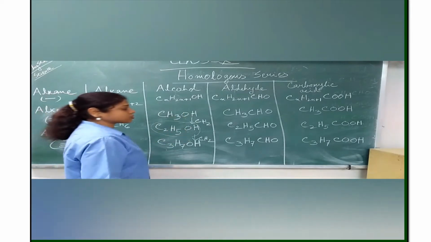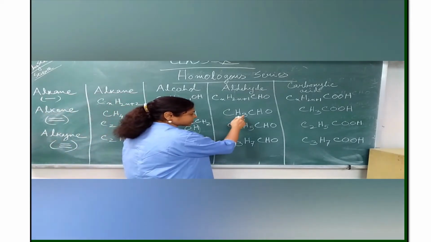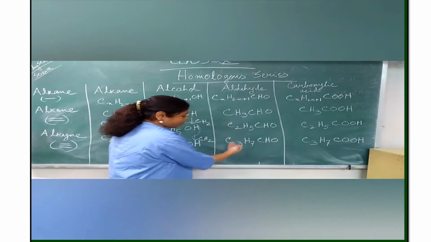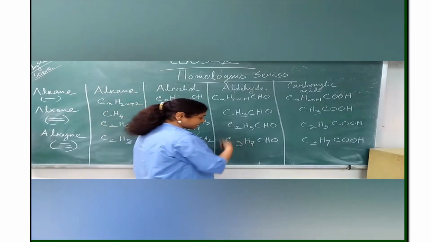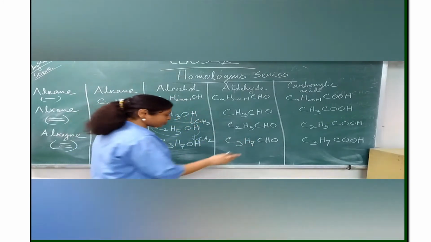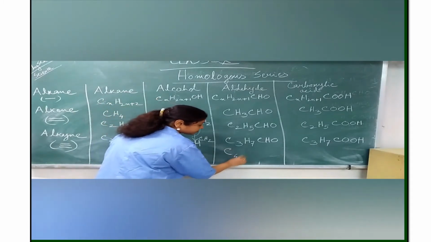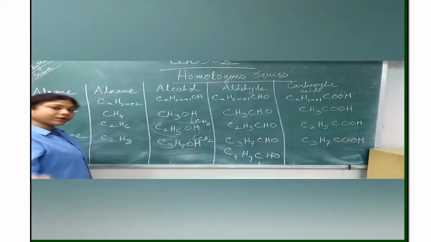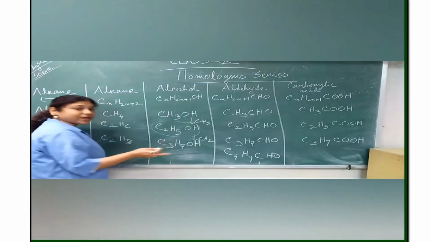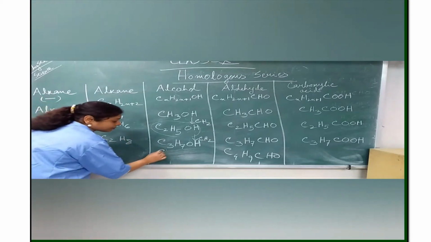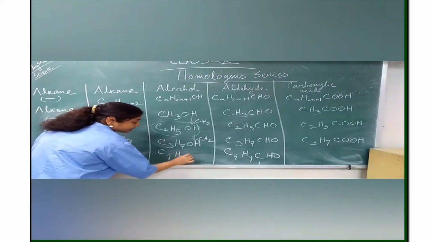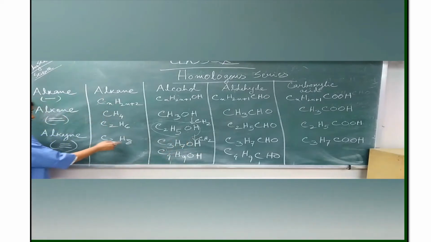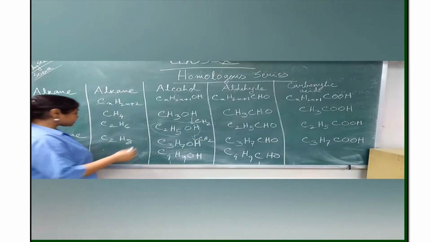You can take this group also, same thing. See, one carbon is extra, 2 hydrogen is extra. Here also one carbon is extra, 2 hydrogen is extra. If I write the next compound, that will be C4H9CHO. That is also a CH2 group. You can make the compound then. Here also if I write the next compound, it will be C4H9OH. See, here also same.